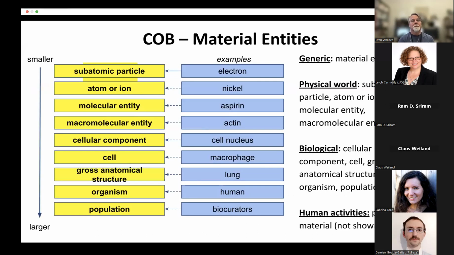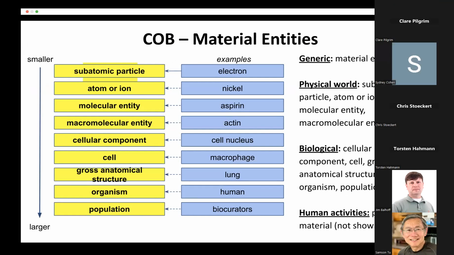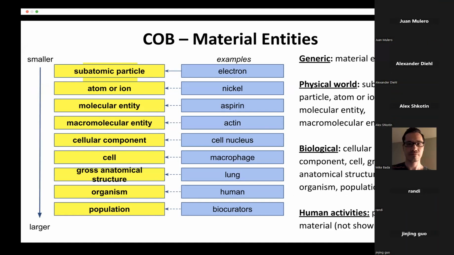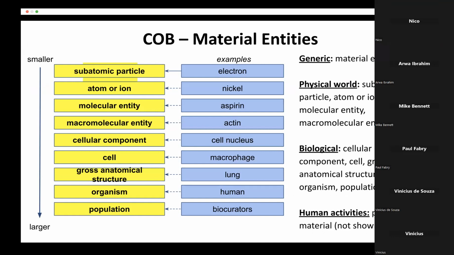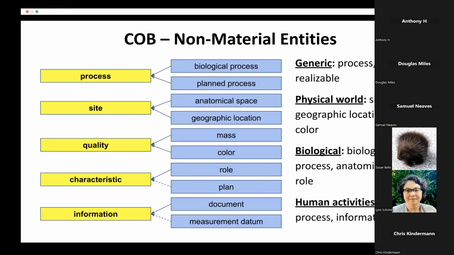Just to give you a sense of the material entity branch of COB, we try and organize things in terms of the level of granularity, from smaller entities like subatomic particle through to population. And again, here, the nodes in yellow represent COB classes, the nodes in blue represent specific classes from individual ontologies, such as the Gene Ontology or ChEBI and so on. Then again, we have a non-material branch as well.